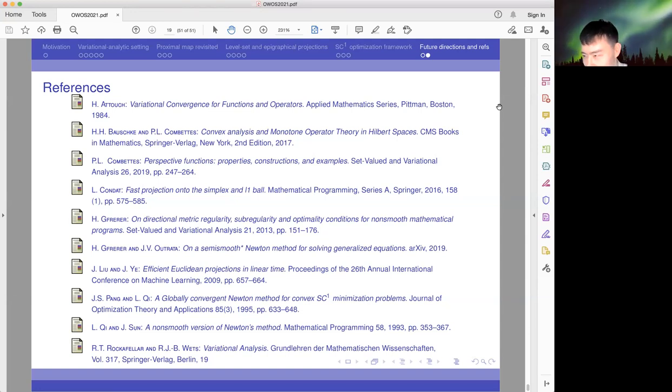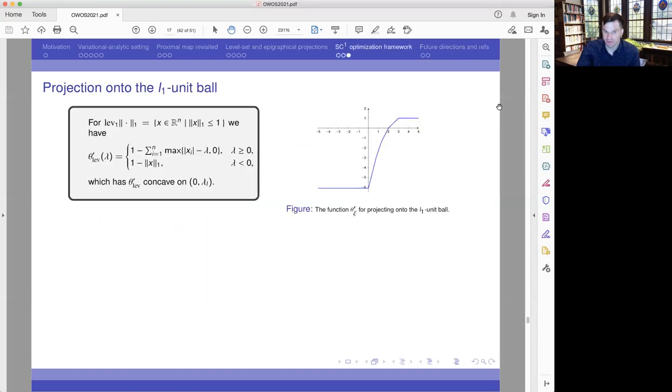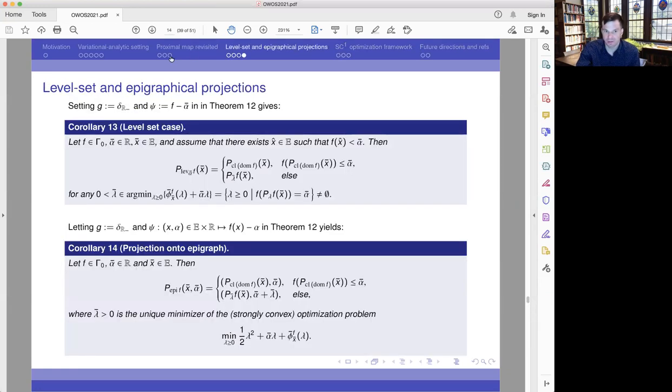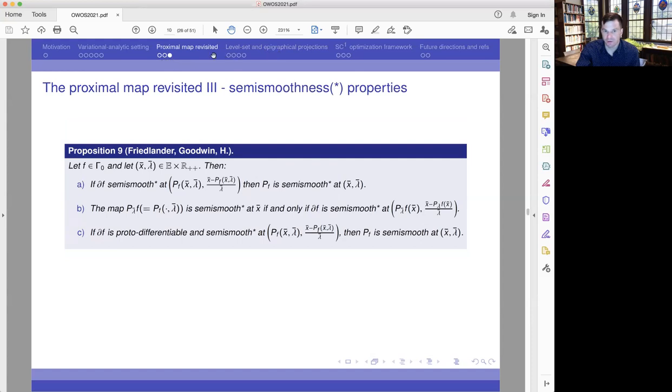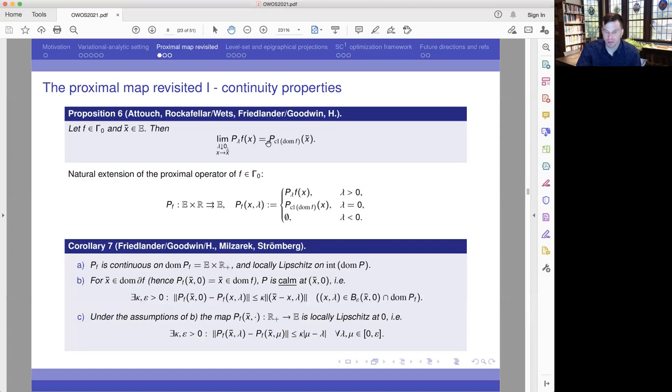I mean, it really depends on which results you're asking about. For example, these continuity results for the prox operator here, I'm quite confident that this extends beyond the setting that I've presented here. The semi-smooth star business, or semi-smoothness alone in infinite dimension, is a lot more subtle, I would assume.